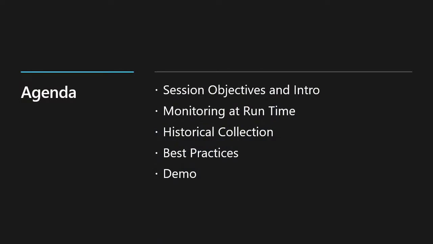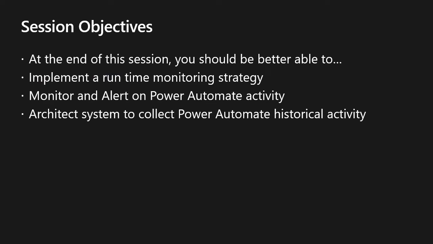We'll start with session objectives and an introduction. We'll look at monitoring at runtime, including best practices and a demo. Then we'll look at collecting flow run history with best practices and a demo as well. You should be able to implement a runtime monitoring strategy. You should be able to monitor and alert on Power Automate activity, and you should be able to architect a system to collect Power Automate historical activity.